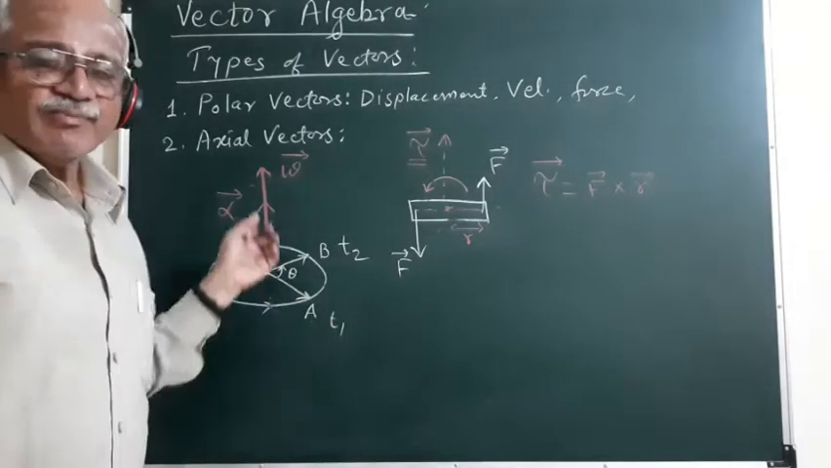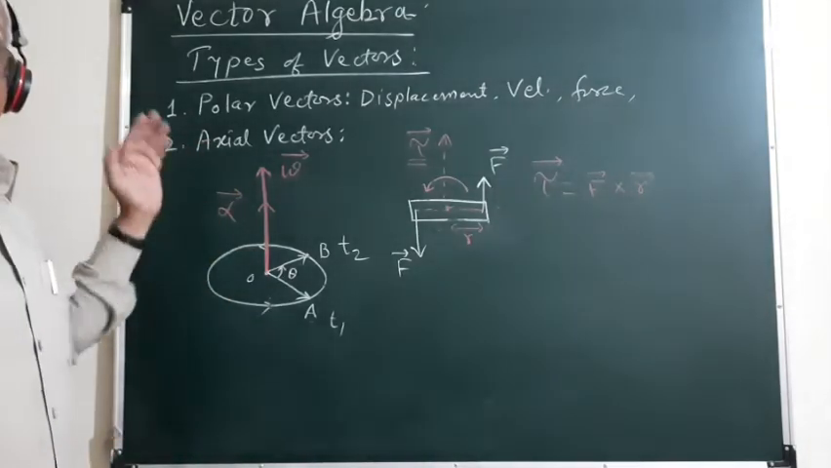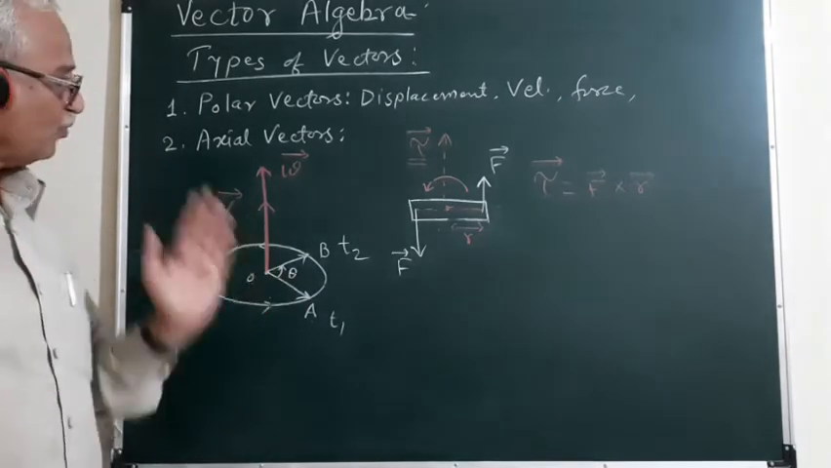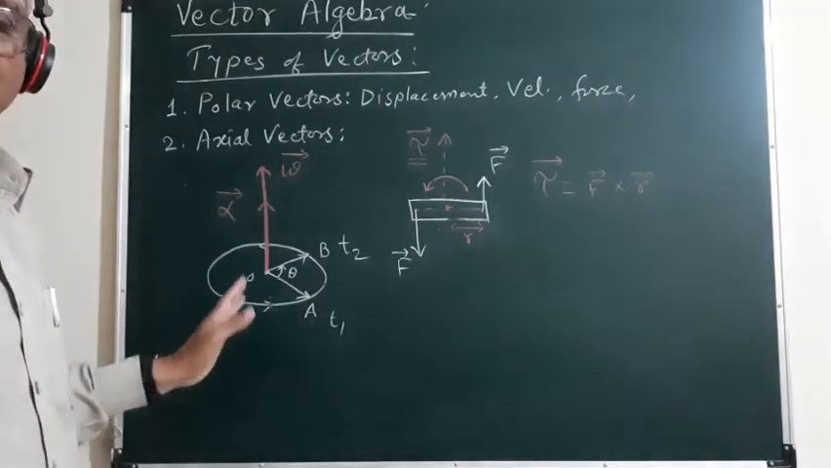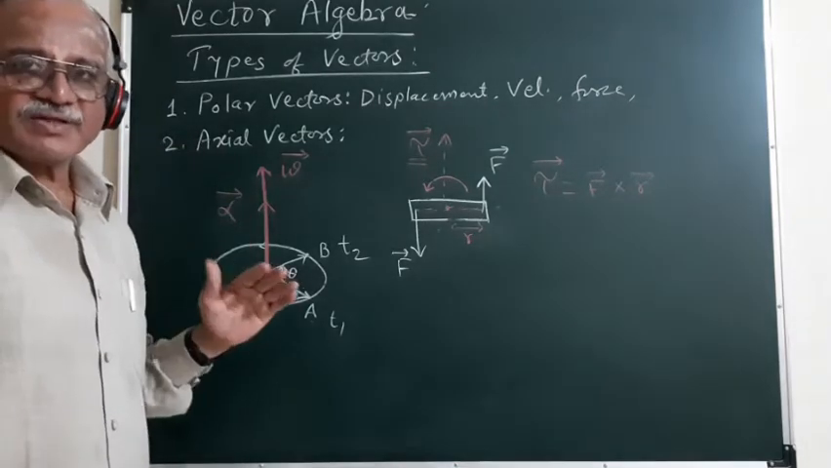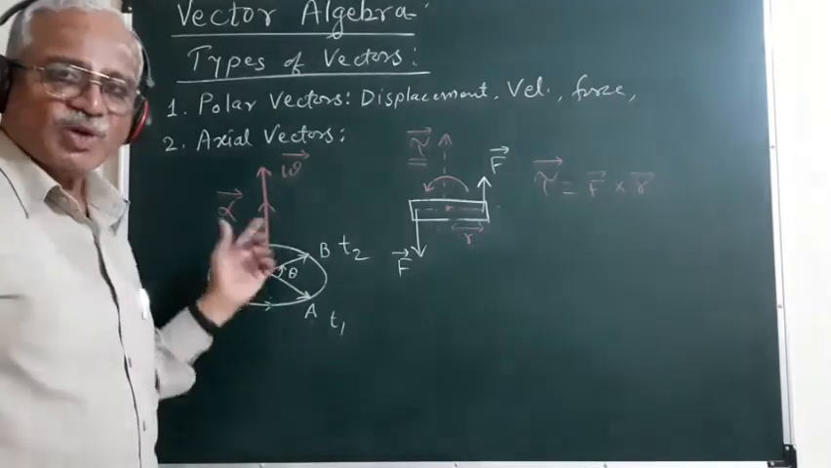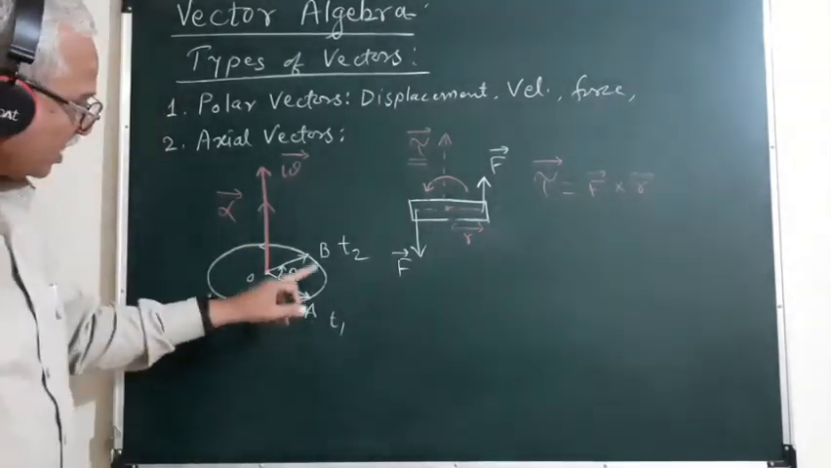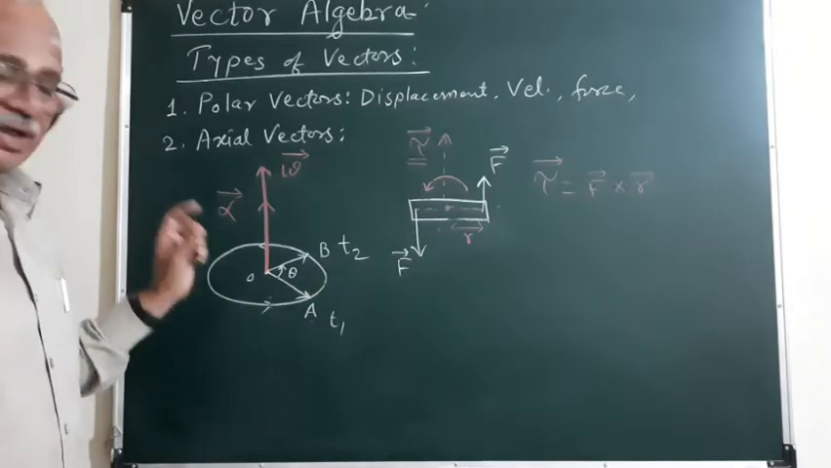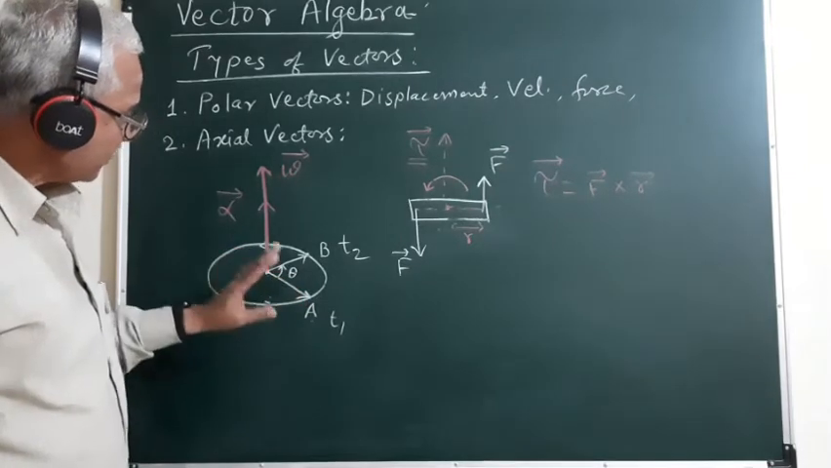And the second type of vectors are the axial vectors. The vector quantities that are associated with rotational motion are called axial vectors, because when we take into consideration the rotational motion of a particle, suppose we have a particle performing rotational motion around the circumference of a circle, then the angular displacement of the particle is directed in this direction.